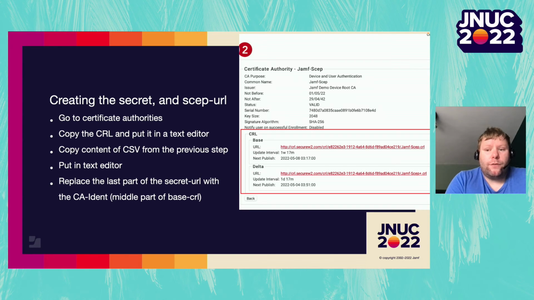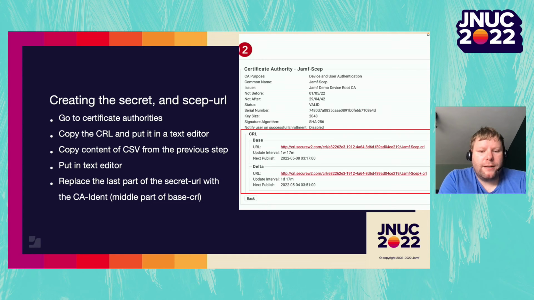Another part, in order for us to build our SCEP URL, is that we need to get the CRL from the certificate authority. So on the left-hand side, you navigate to certificate authorities, and then you select the intermediate that we created in the first step. And then we are going to copy, in this case, the CRL base. You can copy the delta as well if that is something you would like to do. Anyway, we need one of the two. And I'll show you what we're going to do.